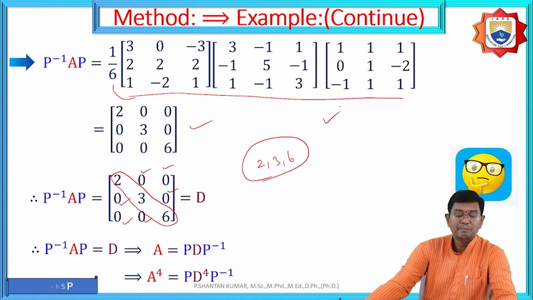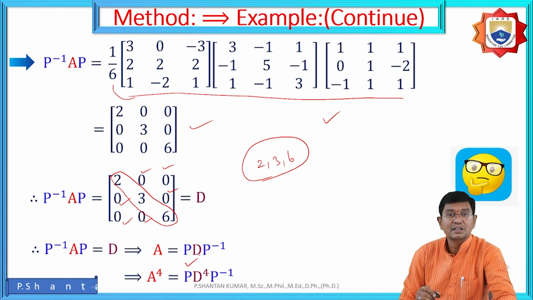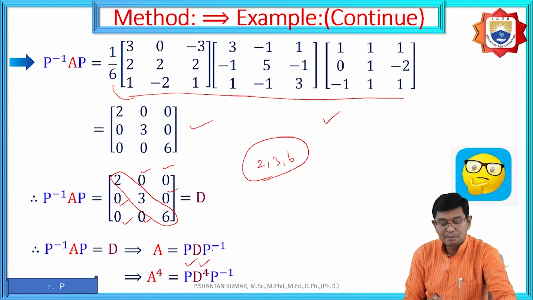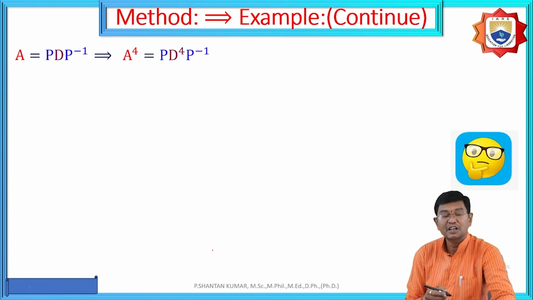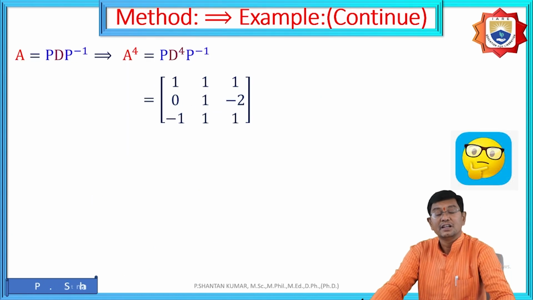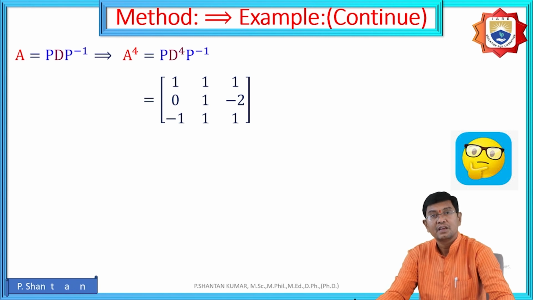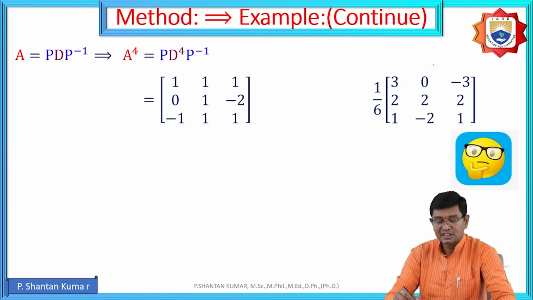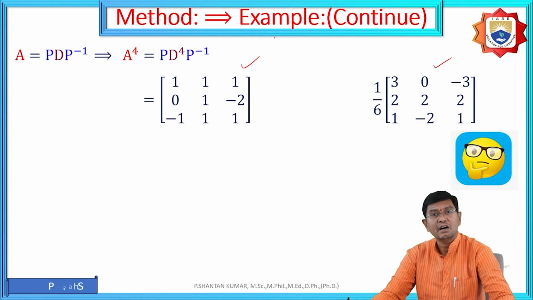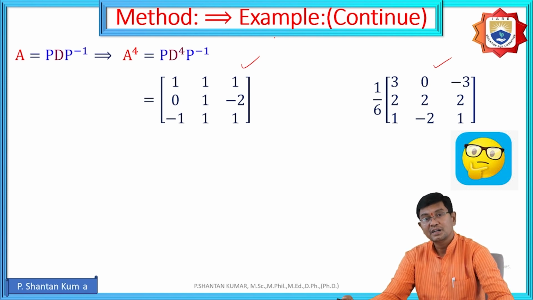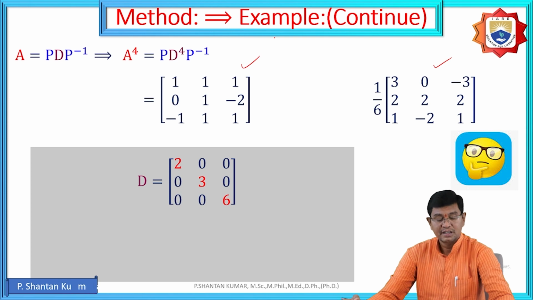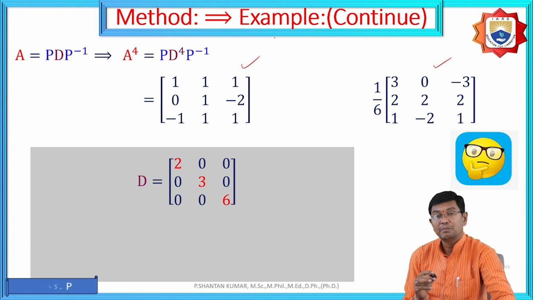Here P is the model matrix, and P inverse is the inverse of the model matrix, and then D power 4. The D power 4 is nothing but the diagonal elements being the eigenvalues. The eigenvalues are 2, 3, and 6. Therefore, for this diagonal matrix we need to find D power 4 only.